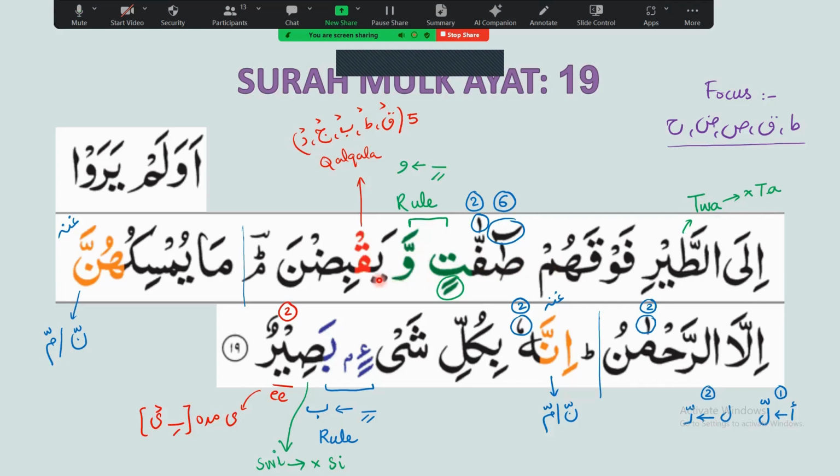Wayaqbidna. The next letter is the ya letter. The middle portion of the tongue is raised towards the palate and we say ya. Joining the sound of this ya letter with the next letter qaf, because qaf has a sakin on it, I say yaq. Qaf is a heavy letter, and it is also one of the five letters of qalqala. These are the five letters which, when they come with a sakin on them, their sound bounces back, or there is an echo, the sound repeats at the articulation point when we say yaq, wa yaqbidna.